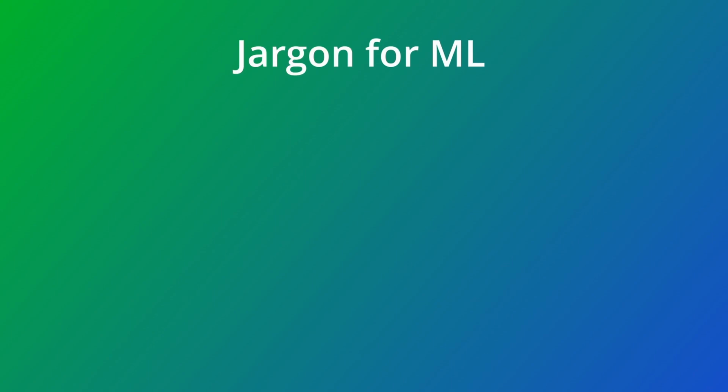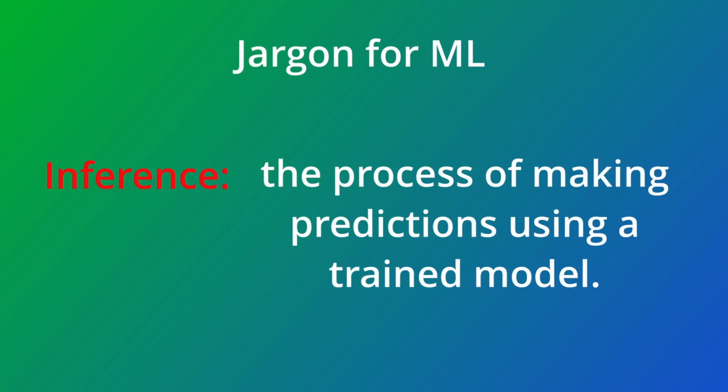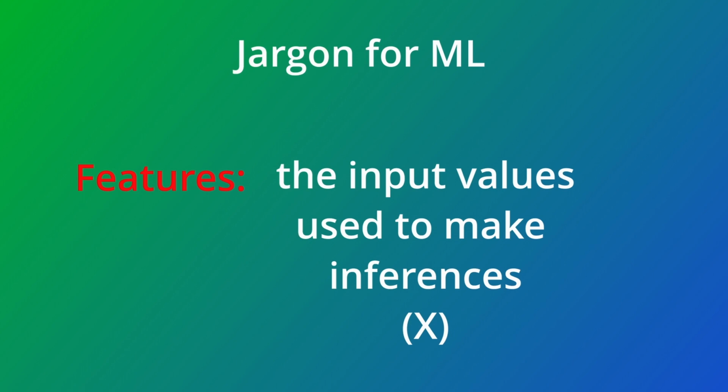Before starting, let's review a few words we are going to need during this learning. First, we have the model. The model is a mathematical representation of a process we want to predict. Inference is the process of making predictions using a trained model. Features are the input variables used to make predictions. They are commonly represented with an uppercase X.